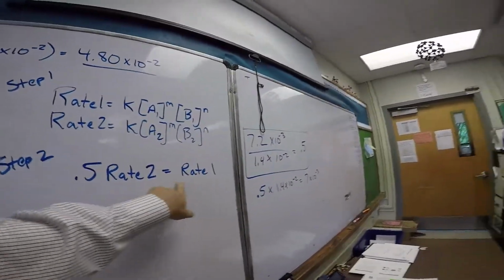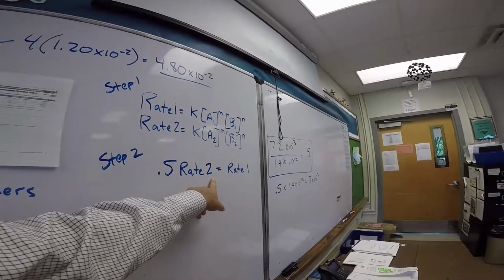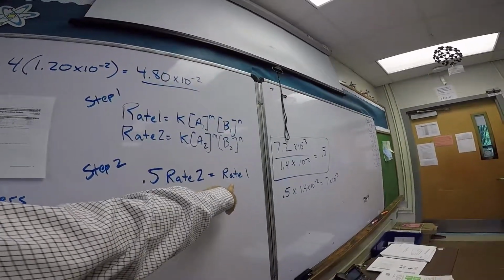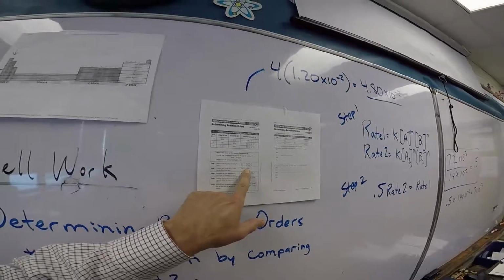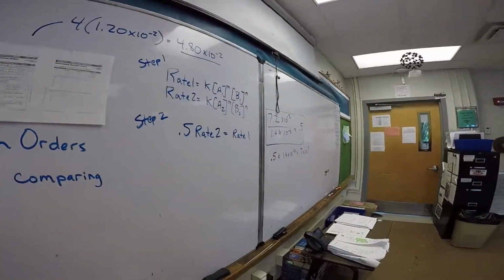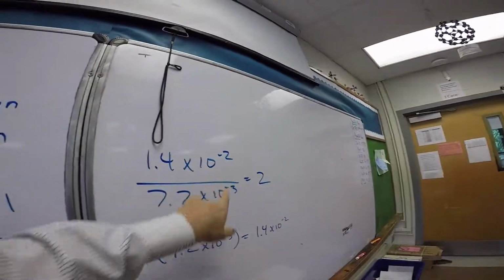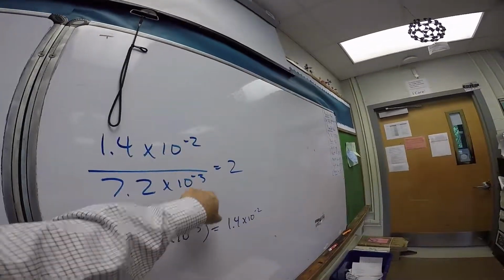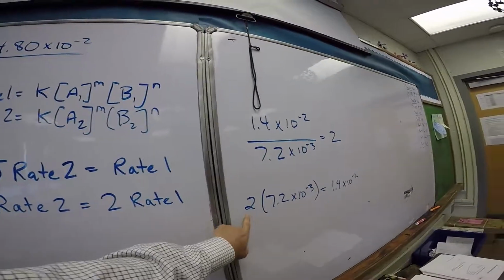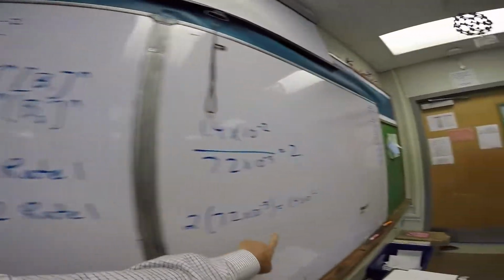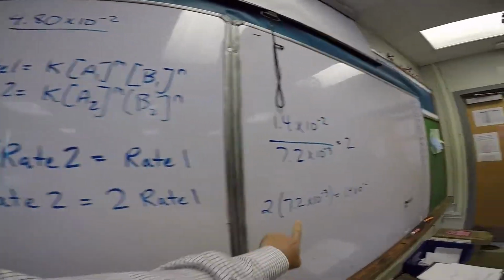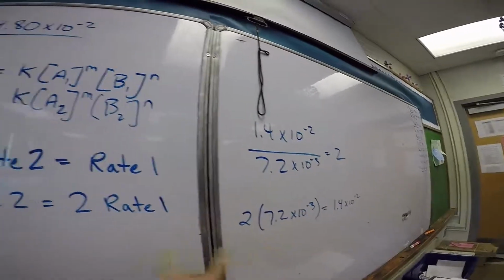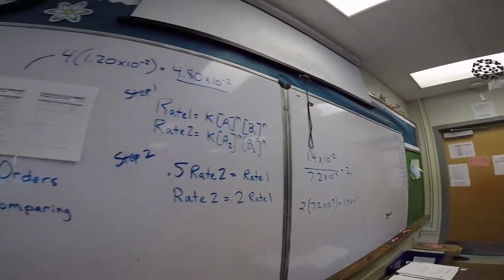So these two are equal. There's an equal sign there. The math has to show that they're equal because there's an equal sign, just like you're showing right here. Any question on that? 1.4 times 10 to the negative 2 divided by 7.2 times 10 to the negative 3, and you get 2. So then 2 of your original rate right here is going to give you 1.4. So you can say rate 2 equals 2 of rate 1. This is rate 1. You're multiplying it by 2. They're the same thing.